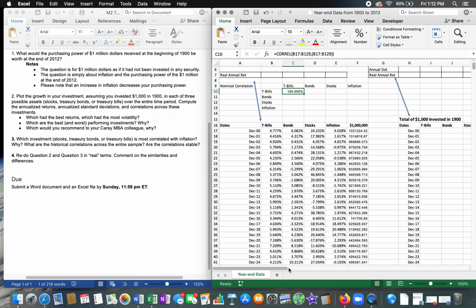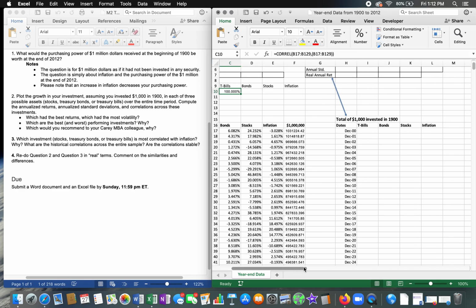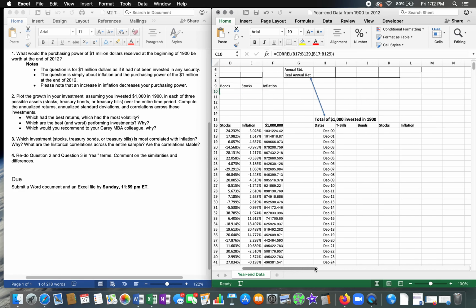So we're almost done with question number 2. The last part we have is over here. Plot the growth in your investment, assuming you invested $1,000 in 1900 in each of the assets. All right, so we are going to do something similar to what we did with the $1 million, except instead of dividing by the discount rate, we are going to multiply. So to get this function started, we need the starting value, which is 1,000, times 1 plus the rate.